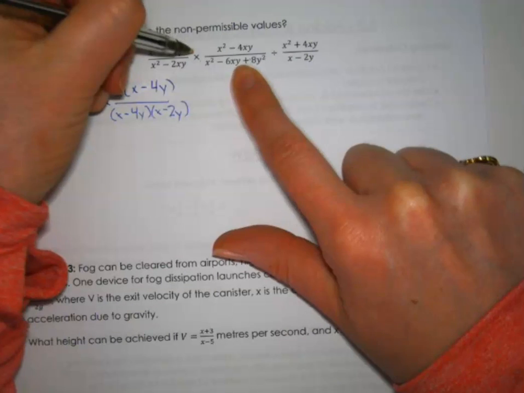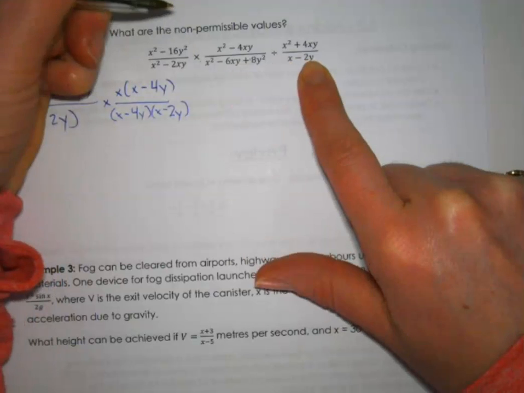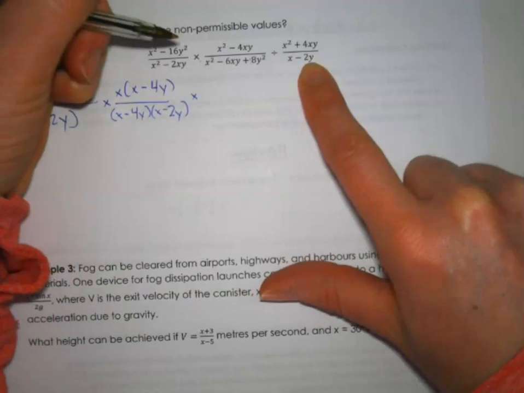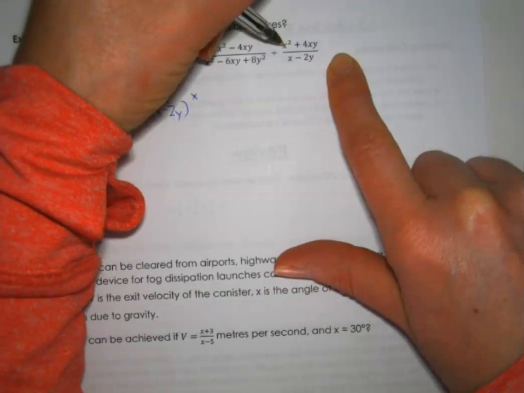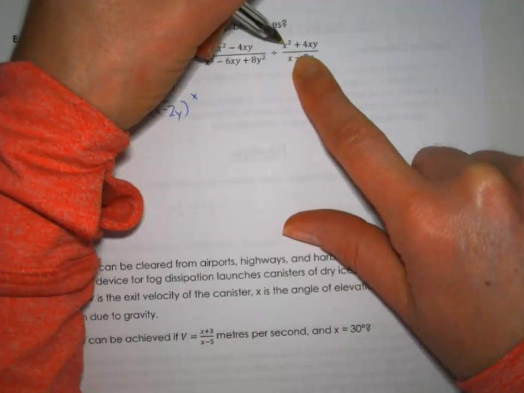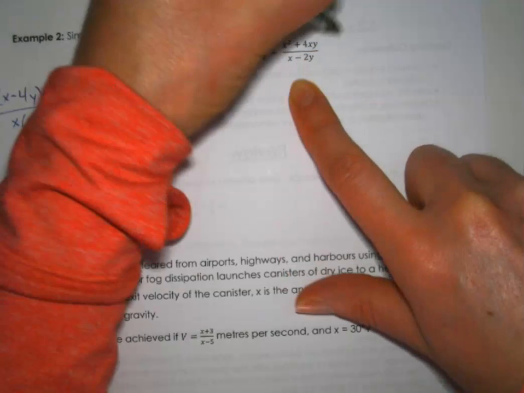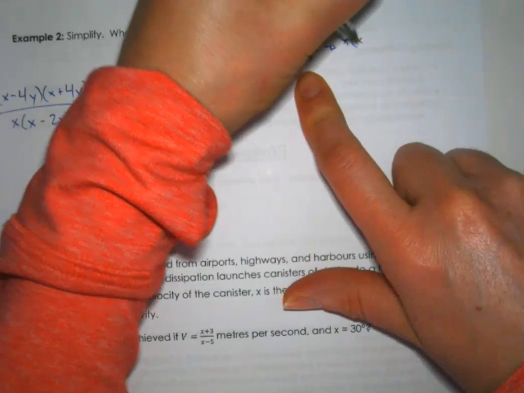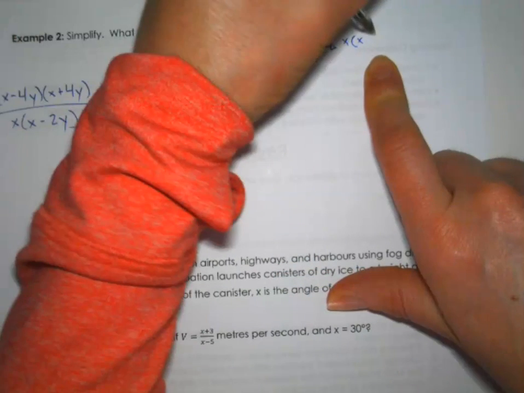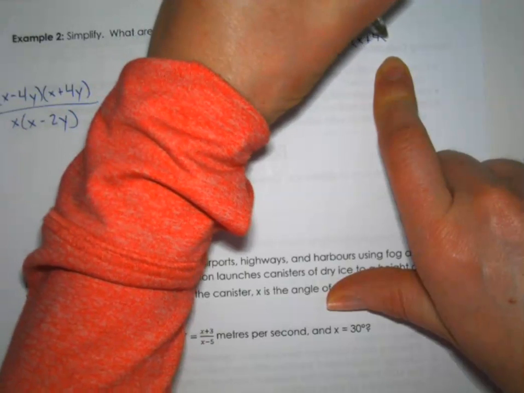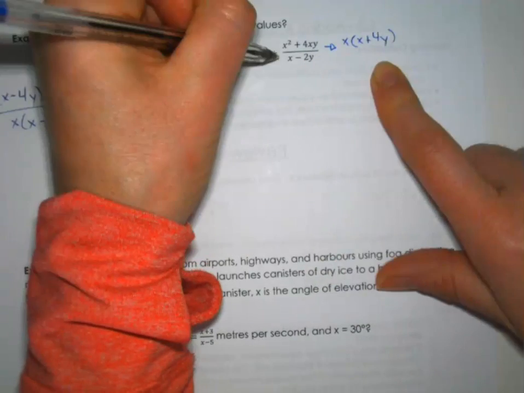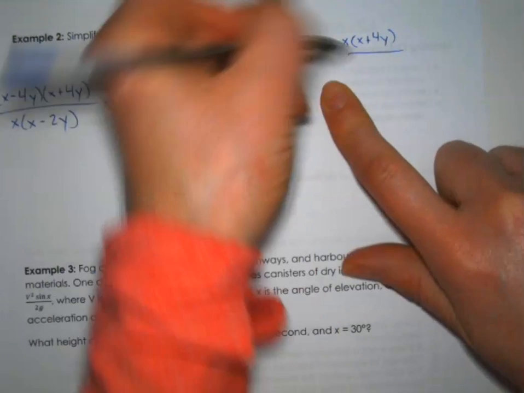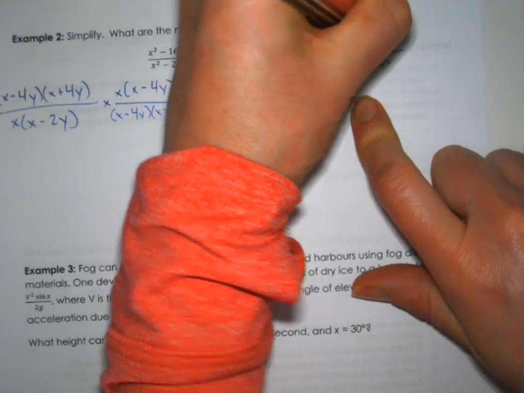Okay, and then we're dividing by this last one. So we probably want to actually just multiply by the reciprocal. So let's try to factor this one before we bring it down. X squared plus 4xy. Again, the common term here is x, so let's pull that out. X squared divided by x is x, and then plus 4y, right, if we pull that x out. And then we have x minus 2y, which can't be factored anymore.